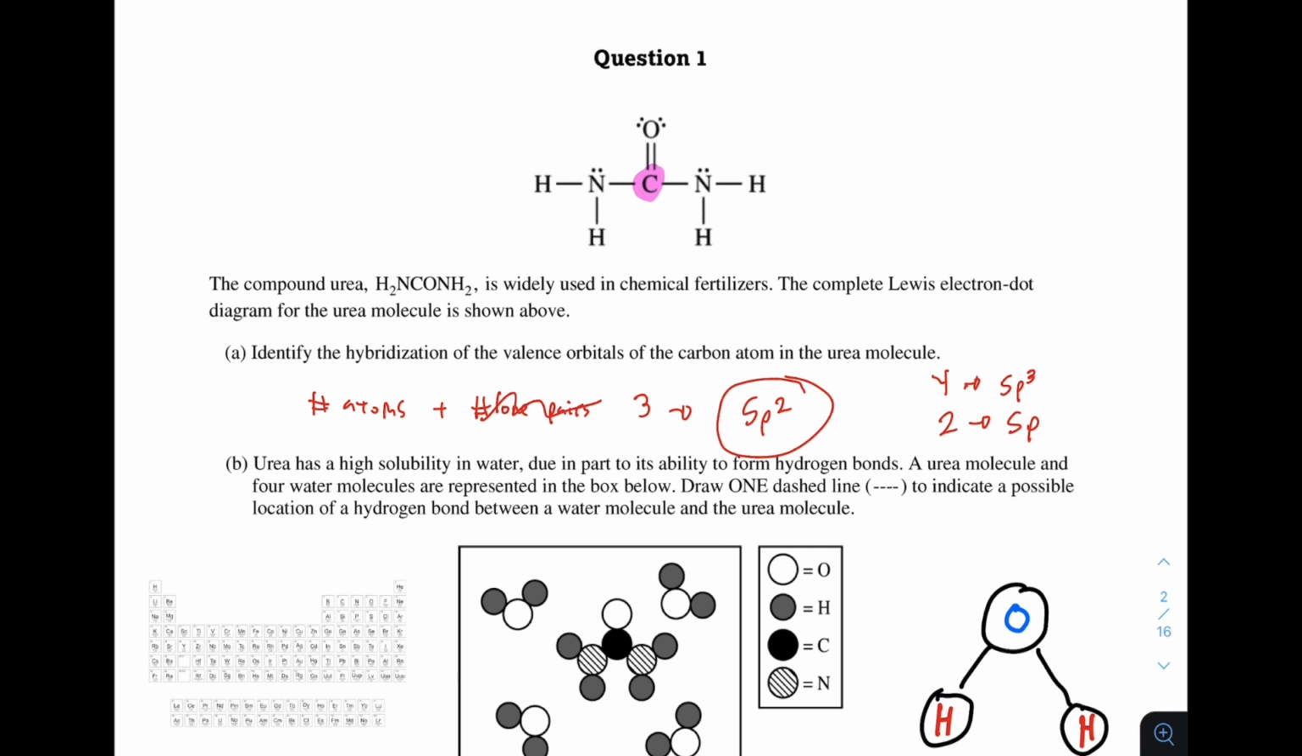And note, if this carbon had 2 lone electron pairs, even though it's only joined to 3 atoms, it would still be sp3 because you add up the number of atoms and lone pairs. But for this first part, the answer is just sp2.